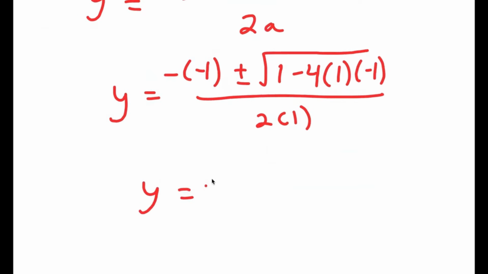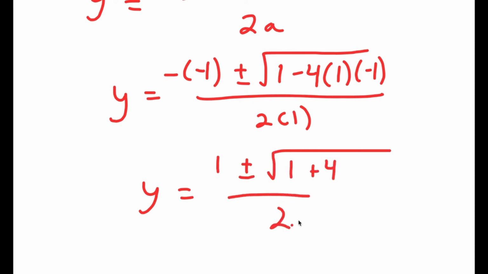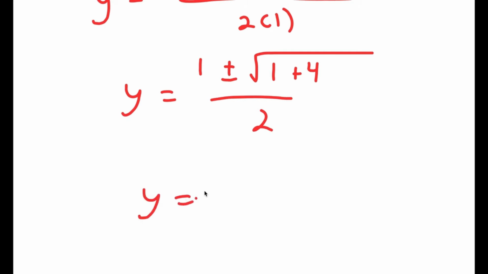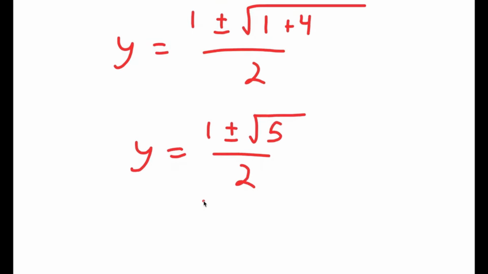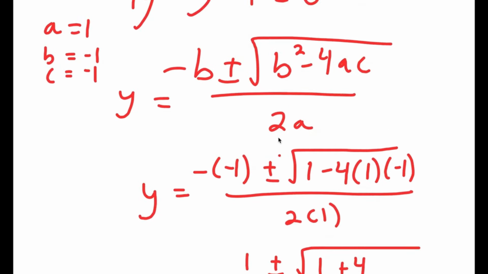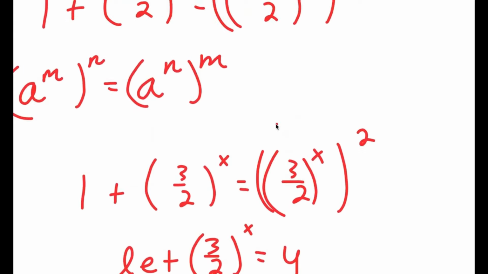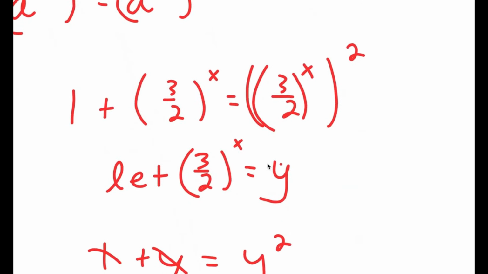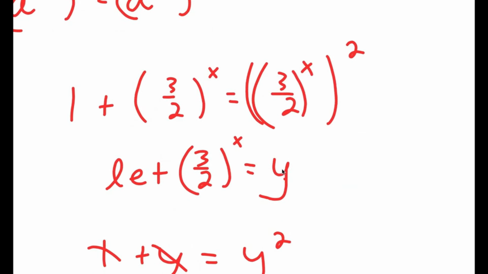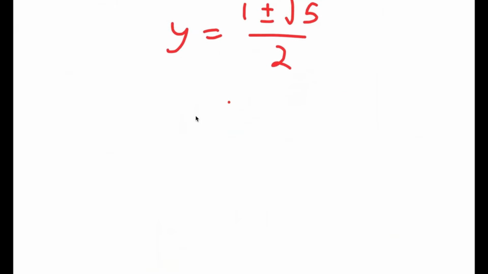Now this is equal to positive 1 plus or minus square root of 1 plus 4 over 2, which is equal to 1 plus or minus the square root of 5 over 2. So y is equal to 1 plus or minus the square root of 5 over 2. However, we're not done yet because we're not solving for y, we're solving for x. And remember how we let 3 over 2 to the power of x equal to y. So this gives me two equations.